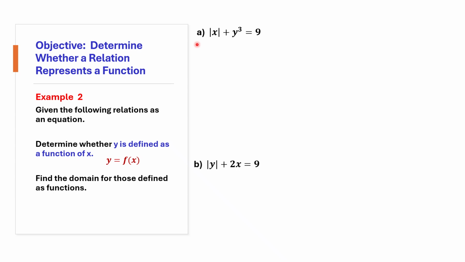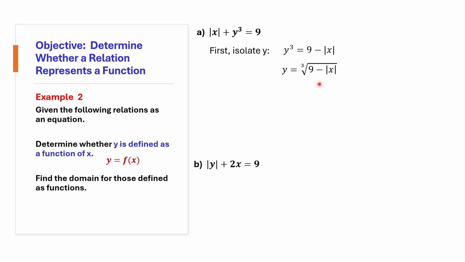For the first given, absolute value of x plus y cubed is equal to 9. Since y is the output, we will isolate y. In isolating y, we will move absolute value of x to the other side. It gives us y cubed is equal to 9 minus absolute value of x. Then, to get rid of the power 3, we get the cube root of both sides. So y is equal to the cube root of 9 minus absolute value of x.